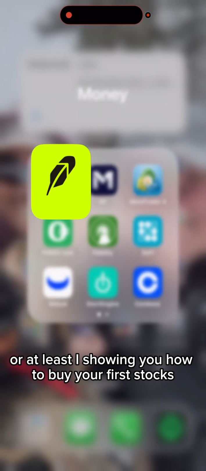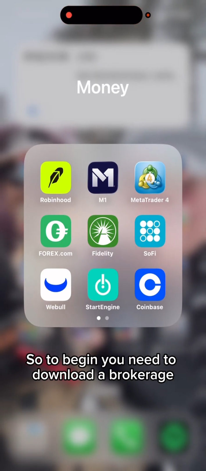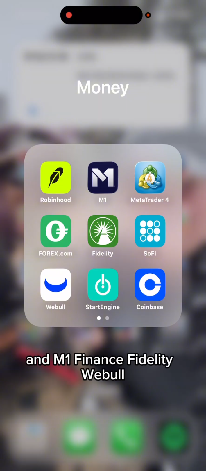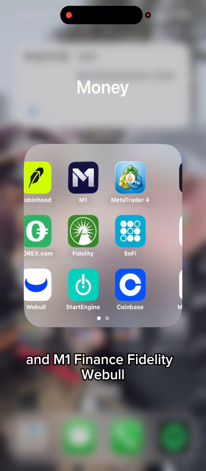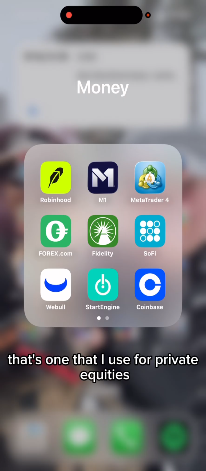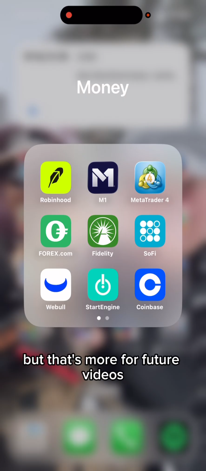Today we are buying stocks in the stock market, or at least showing you how to buy your first stocks. To begin, you need to download a brokerage. You can start with Robinhood, M1 Finance, Fidelity, Webull, SoFi. StartEngine is one that I use for private equities, but that's more for future videos.